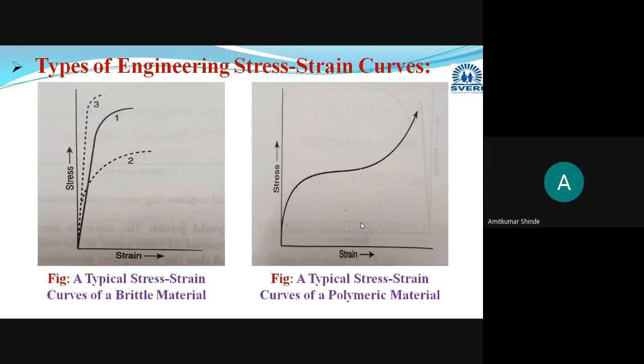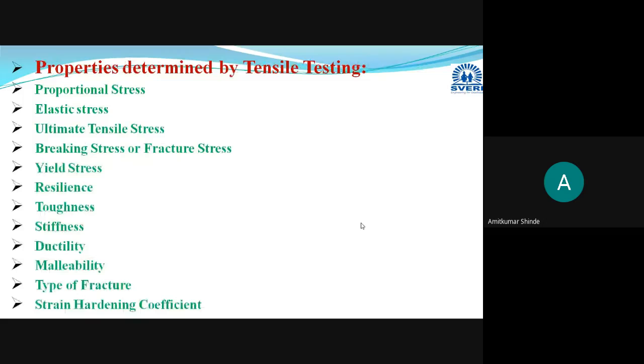Okay, so these are the stress strain curves which are obtained at the end of tensile testing for different kinds of materials. Then this is the end point for this particular tensile testing. With the help of this tensile testing, these properties can be determined.